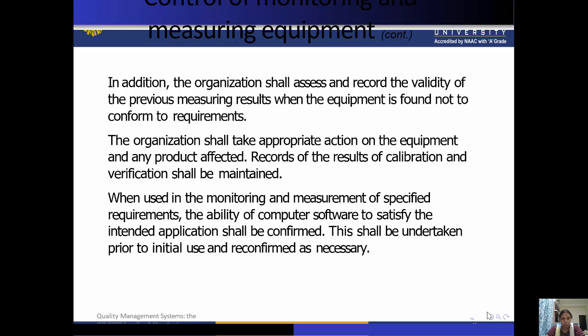When used in the monitoring and measurement of specified requirements, the ability of computer software to satisfy the intended application shall be confirmed. This shall be undertaken prior to the initial use and reconfirmed as necessary.